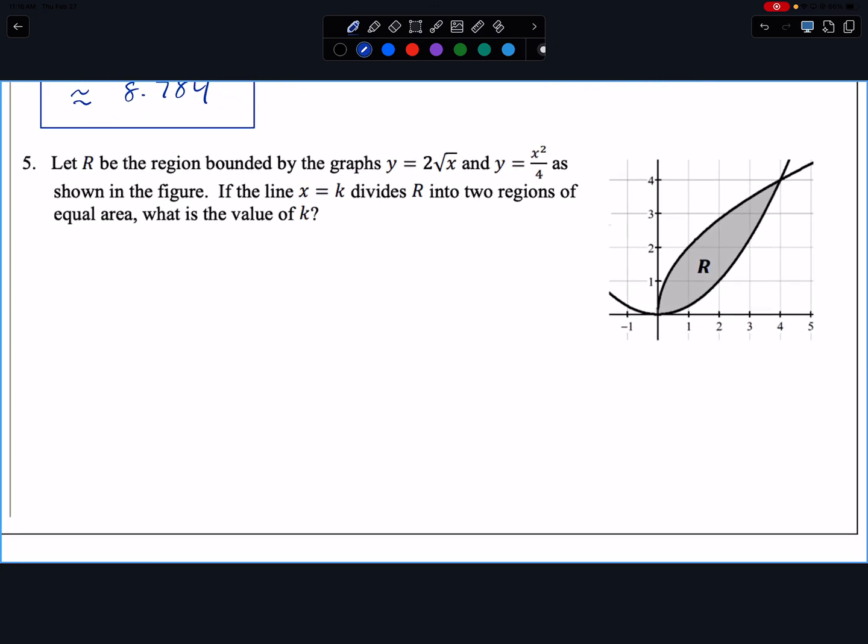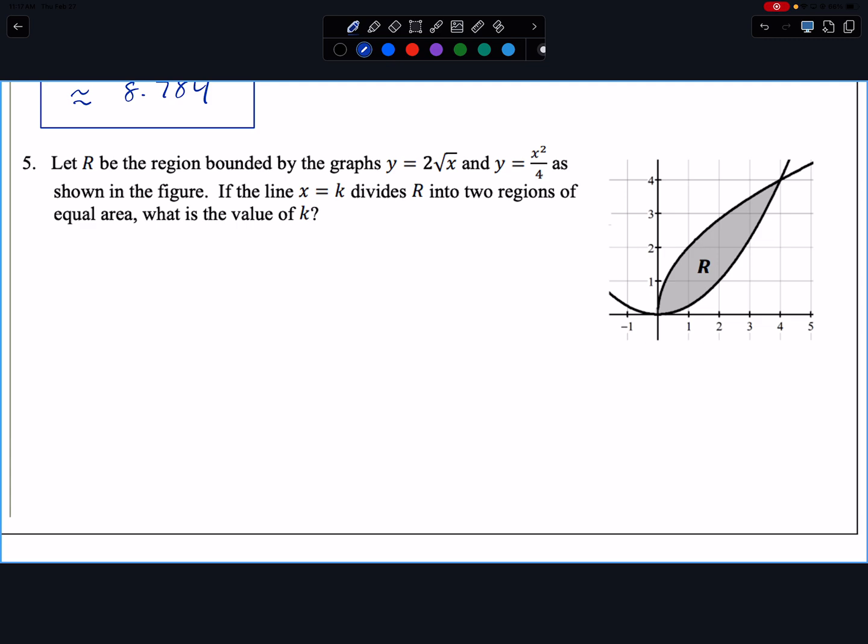So the creators of these notes, guys, they're helping you out by throwing this on here because within the last 10 years, this has been an FRQ multiple times. So we're going to do one problem like this in your notes. There's 3 problems on your homework that have you practice this strategy. Okay? So let's read it carefully. Let R be the region bounded by the graphs y equals 2 square root of x and y equals x squared over 4 as shown in the figure. If the line x equals k divides R into 2 regions of equal area, what is the value of k?